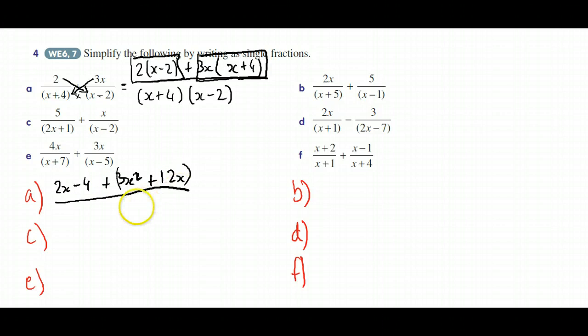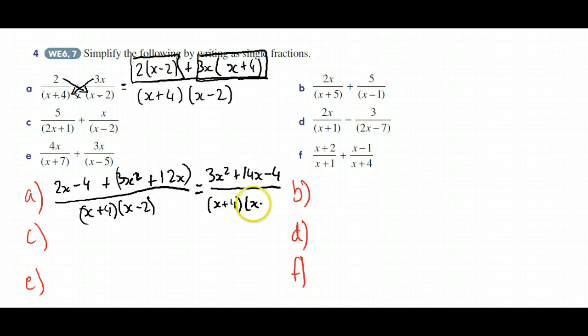Okay, and that's all divided by x plus 4 times x minus 2. And we can simplify this a little bit. 2x plus 12x will give us, so put the 3x squared bit first, 2x plus 12x gives 14x, and we've got minus 4 here, so we'll put that there as well. And so that will be all over x plus 4, x minus 2. So it's a bit of a process, but you can see how to get there.